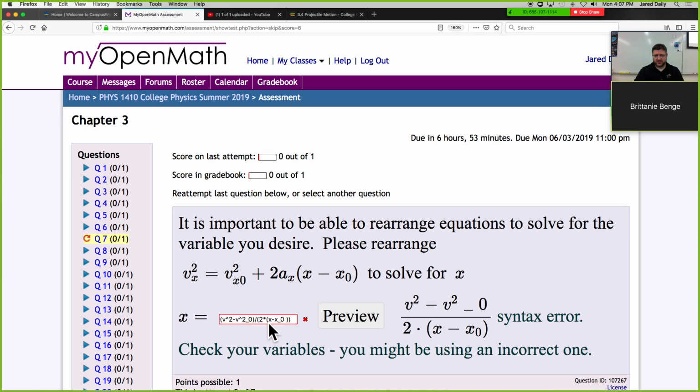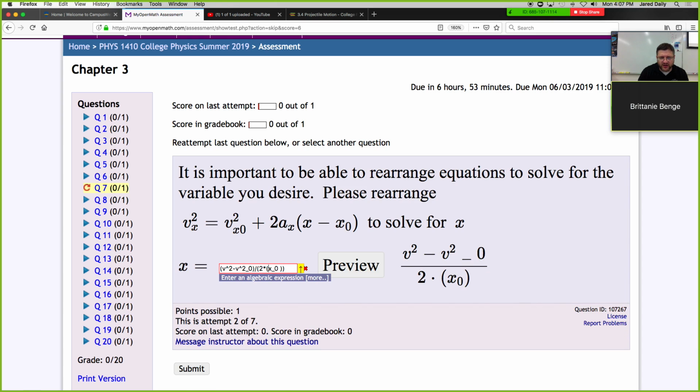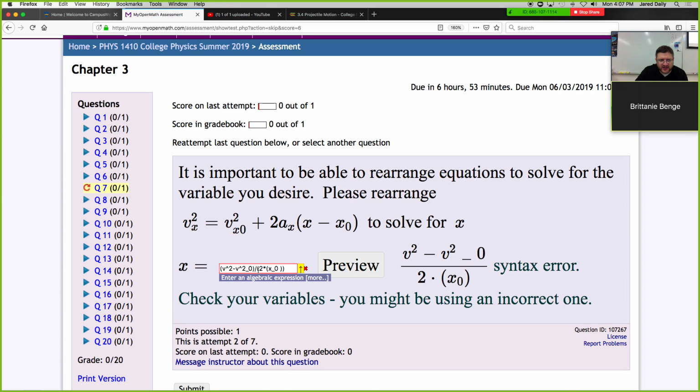V squared minus V0 squared divided by 2 times x minus x0. Is it because you're supposed to solve for x for that question? Oh yeah, that's probably why, because I'm solving her problem on this one, right? So if it wants me to solve for x, it should still show that it's not a syntax error though, I don't think. Well, let's actually take x out of there and see if it lets me do it. Okay, so it's still a syntax error.